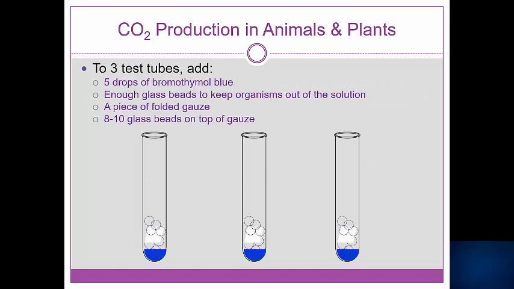Our procedure is to acquire 3 test tubes and add 5 drops of bromothymol blue to each. Remember, the bromothymol blue is going to be our indicator of carbon dioxide production as it changes color. To each tube, we add enough glass beads to have a dry layer on the top. On top of this, we add a single folded piece of cotton gauze. We then add 8 to 10 more glass beads.